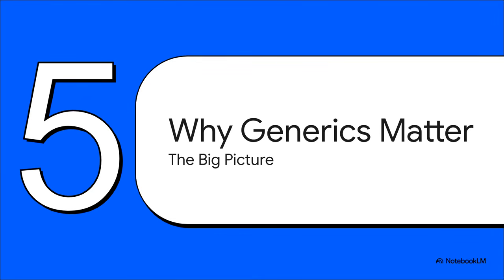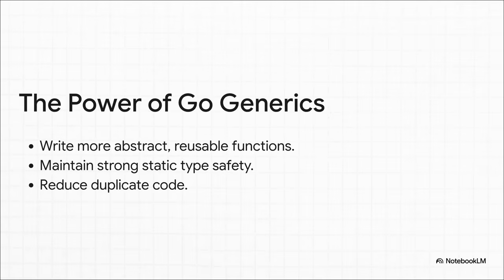Okay, so let's zoom out and look at the big picture. Why is this feature such a massive deal for everyone who writes Go? It really boils down to three key things. First, we can write way more abstract and reusable code, just like that SumNumbers function we ended up with. Second, and this is crucial, we do all this without giving up an ounce of Go's static type safety. The compiler is still there to protect us. And third, we get to delete all that duplicated code we started with, which makes our project so much easier to build and maintain.